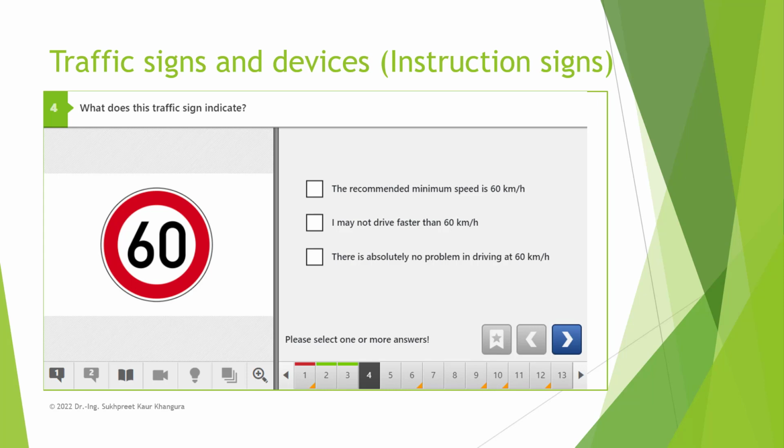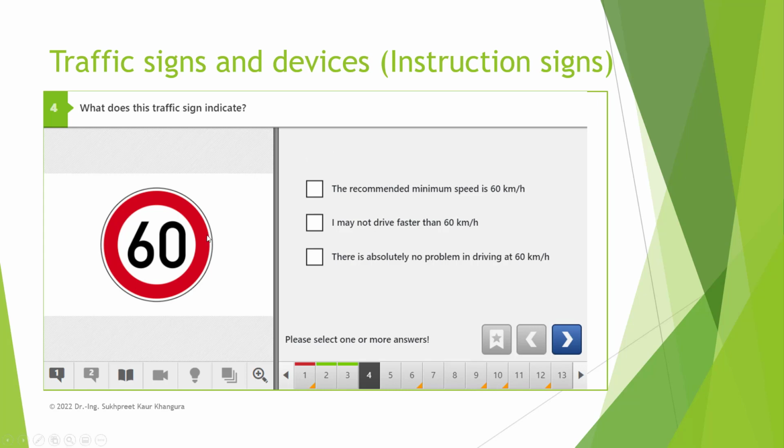Going towards the next. What does this traffic sign indicate? This question is similar to the previous one, but the only difference is that now instead of 30 we have 60 over here. So what could be the answer? The recommended minimum speed is 60 km per hour. No. I may not drive faster than 60 km per hour. So this is another way of saying that the maximum permitted speed is 60 km per hour.